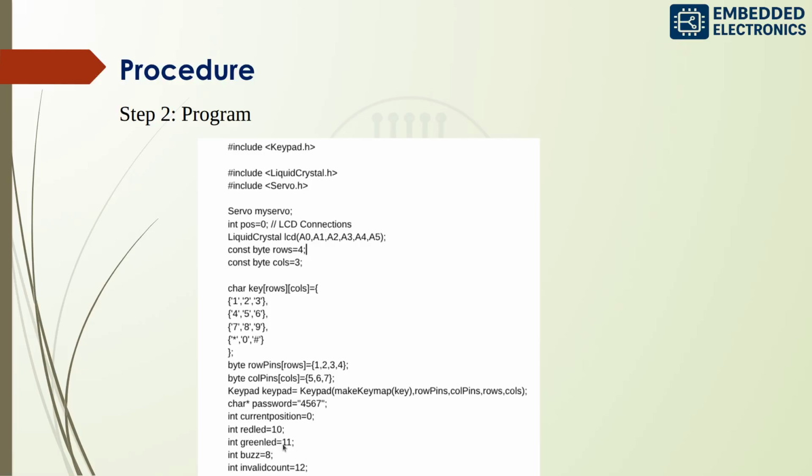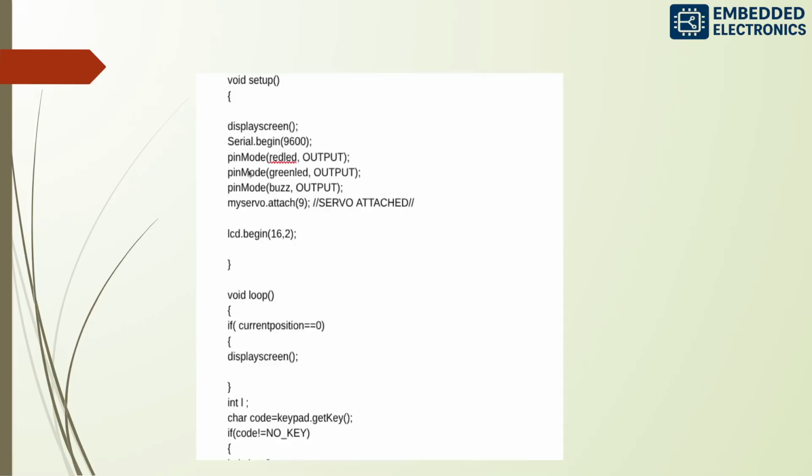Red LED, these are the pin numbers of components, and this is invalid count. This tracks how many times a wrong code was entered to trigger the torture modes. And next is the setup function. Here you can see the pin mode, pin numbers followed by the output or input state. Here buzzer output. It tells the Arduino whether it is input or output, and this is the servo pin. Next LCD.